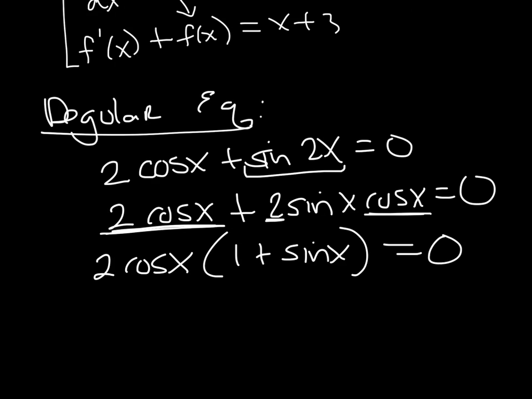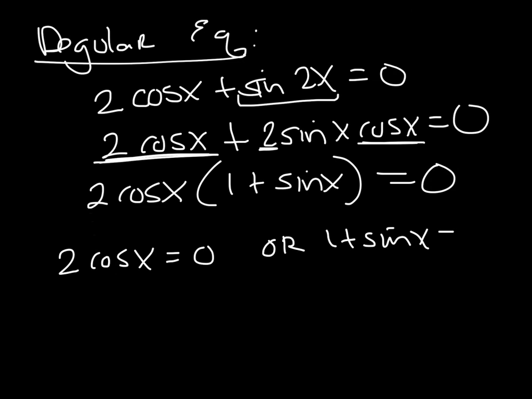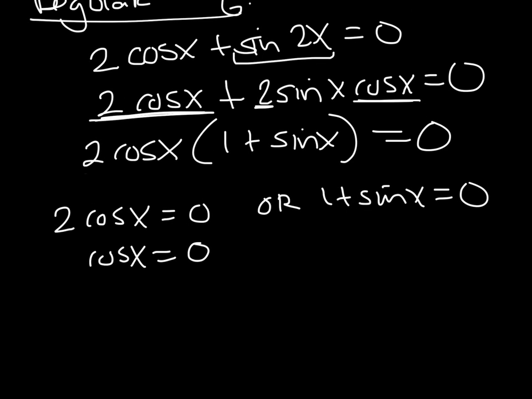So now I can use the zero factor property. Set these two guys equal to 0, right? So either 2 cosine x is 0 or 1 plus sine x equals 0. And if I solve for cosine x here, it's pretty easy, cosine x is 0. And so the cosine of what angle gives me 0? Well, that's definitely pi over 2 and 3 pi over 2. Right, those two angles, the cosine, the x-coordinate, is 0.